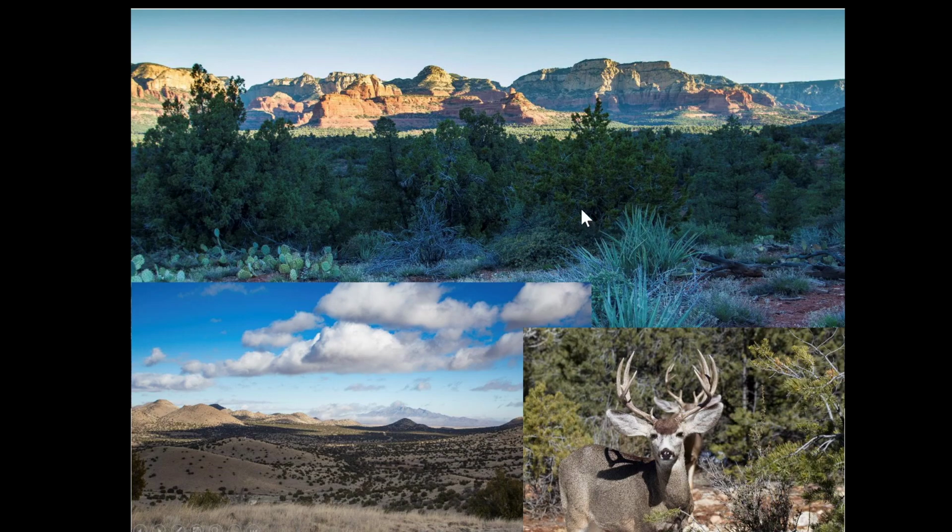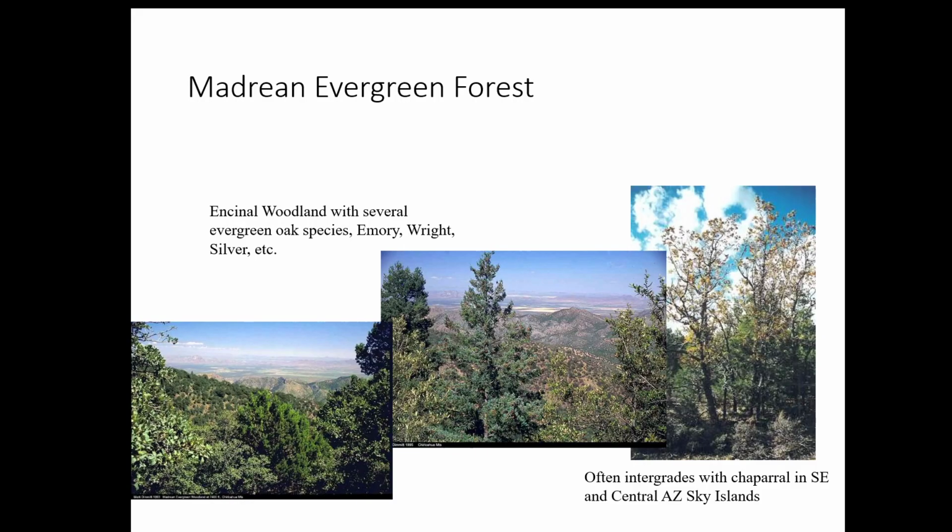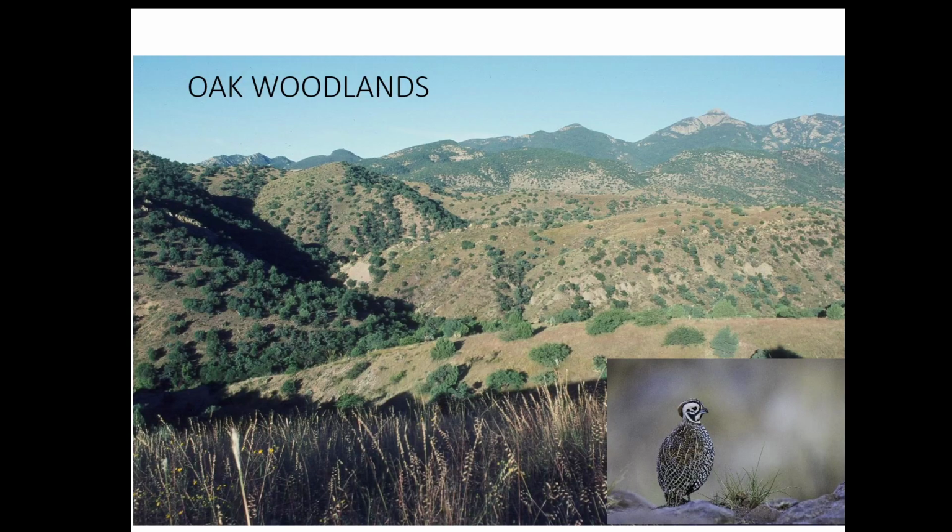Because it has many oak species in the chaparral, it's really important for wildlife because acorns are pure carbs and animals desperately need carbs to put on fat. The Madryn evergreen forest also has numerous oak species. As a matter of fact, we have up to 8 species of oak that can be found in certain mountain ranges in Arizona, which is certainly good for the wildlife.